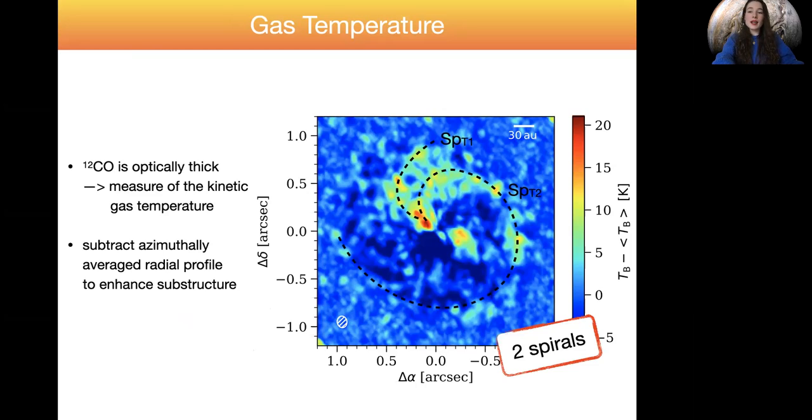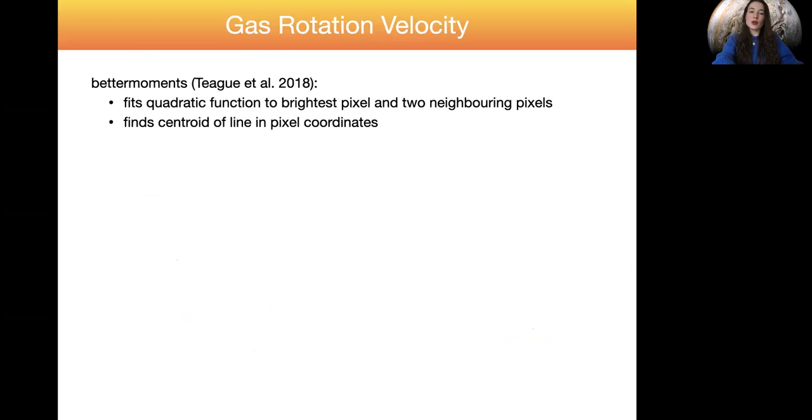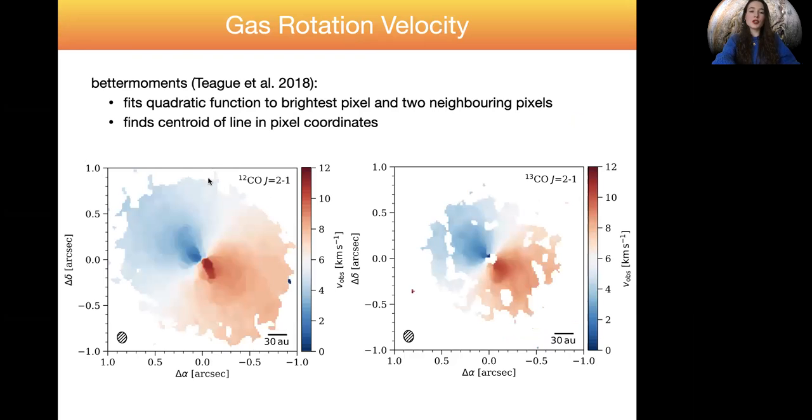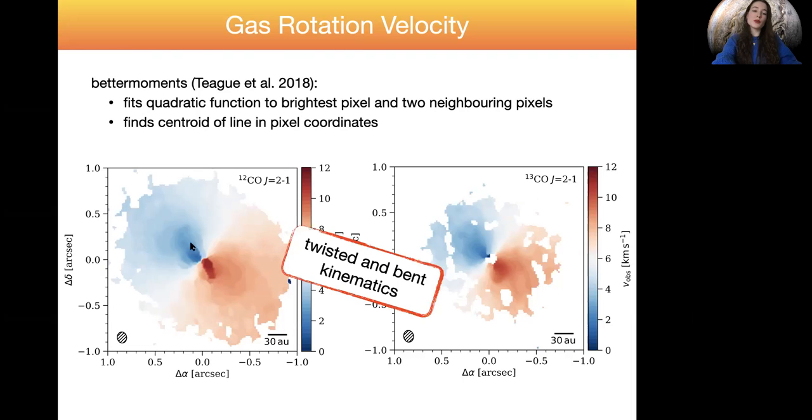So let's then also have a look at the gas rotation velocity. We used the Bettermoments code to compute that. This fits a quadratic function to the brightest pixel and to neighboring pixels, and then finds the centroid of the line in pixel coordinates. The rotation pattern that we get looks like this, here shown for 12CO and 13CO. It is striking that the kinematics are far from Keplerian, and that instead they are twisted and bent. The blueshifted part is bent up, the redshifted part is bent down. We see this also here in 13CO.